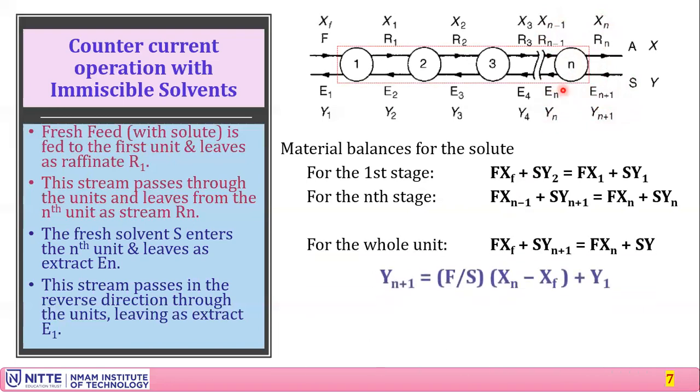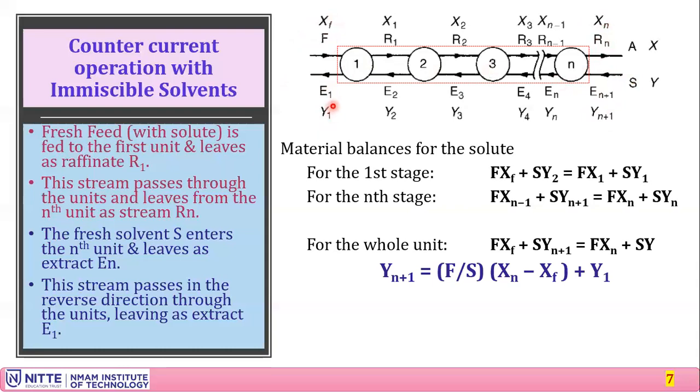Now let us take the whole unit, all the units put together. If you look at the material balance, everything together, the red box that you see here, the entries are like this: feed enters with the composition xf, solvent enters with the composition yn plus 1, raffinate exits, F quantity with the xn concentration, solvent exits with the composition y1.